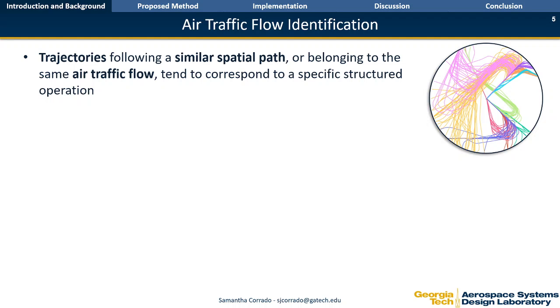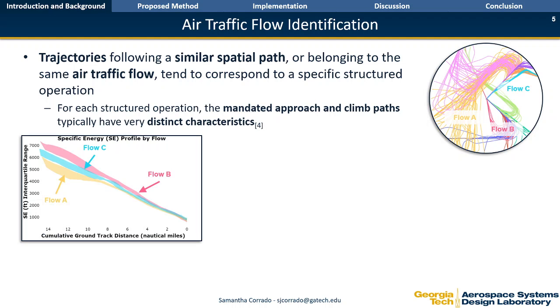Trajectories that follow a similar spatial path, or those belonging to the same air traffic flow, tend to correspond to a specific structured operation within the terminal airspace as defined by air traffic control. On the right, different air traffic flows are represented by the different colors. For each of the structured operations, the approach and climb paths mandated by air traffic control typically have very distinct characteristics, specifically in terms of their energy profiles.